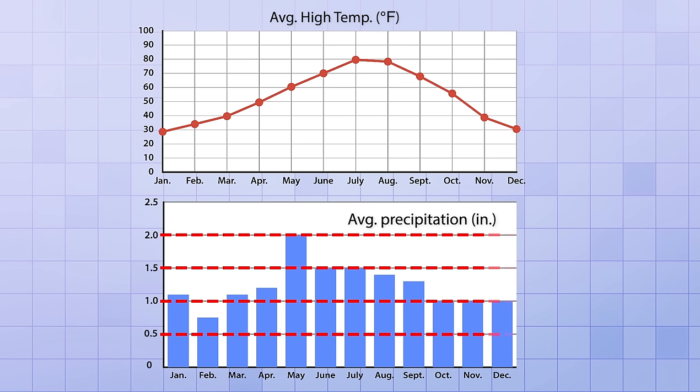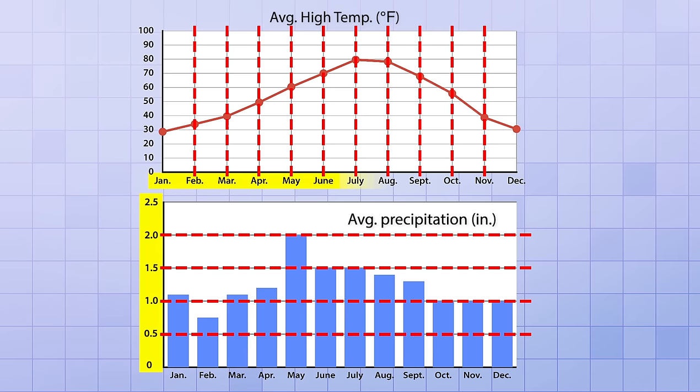If we compare it to the bar graph we made for the precipitation data, you'll notice that the bar graph only had horizontal interval lines for tracking values on the vertical axis, while the line graph also has vertical interval lines for tracking values on the horizontal axis. These two sets of lines form a grid that makes it easier to locate individual data points on the graph.